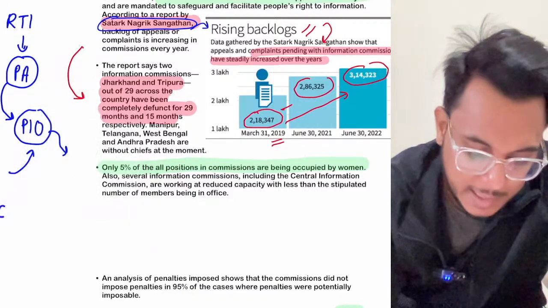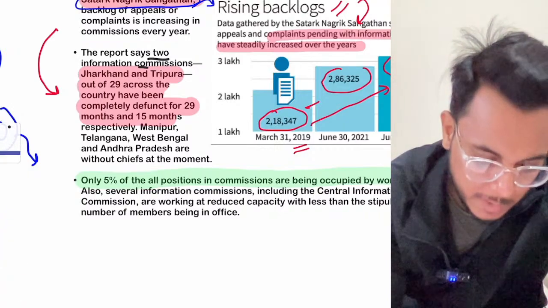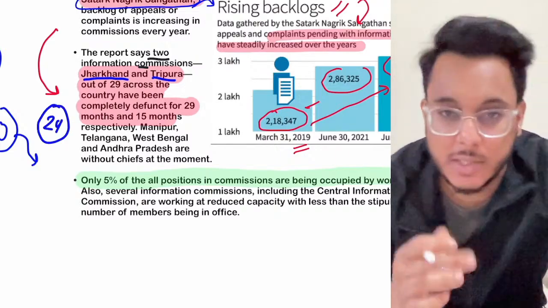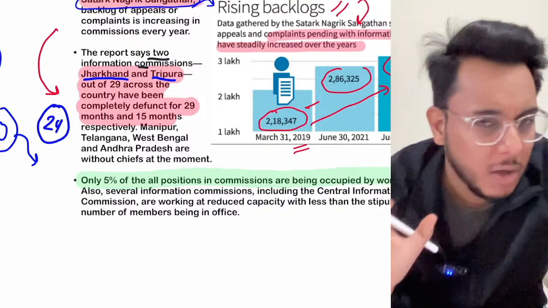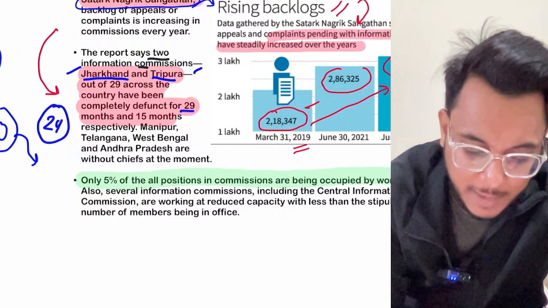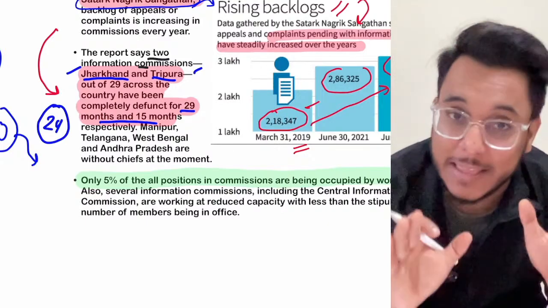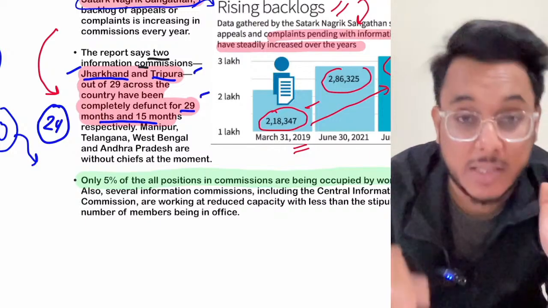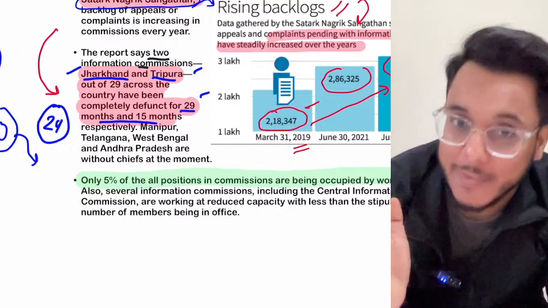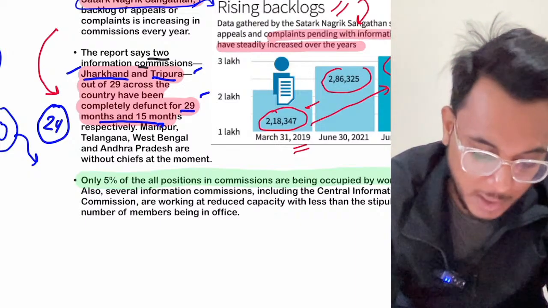Satark Nagarik Sangathan's report says that two of the information commissions, that is, the information commissions of Jharkhand and Tripura, out of the total 29 information commissions in all the states that we have, are completely defunct for 29 months and 15 months respectively. So in Jharkhand, there has been no member in the information commission for the past 29 months, which is a very big time, nearly 2.5 years, and for the past 15 months there has been no information commissioner in Tripura.